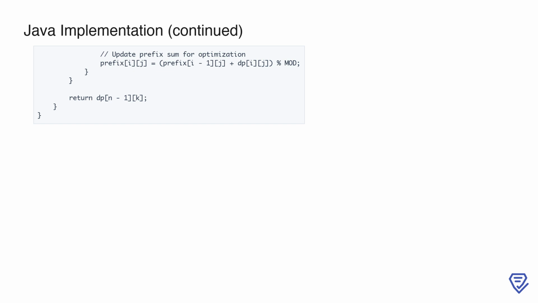Once the dp table is fully populated, the result we need is stored in dp[n-1][k], which represents the number of ways to form exactly k non-overlapping line segments using all endpoints. This value is returned as the final answer. By combining dynamic programming with prefix sums, we achieve a highly efficient solution to this problem, ensuring that all constraints are met even for large inputs.